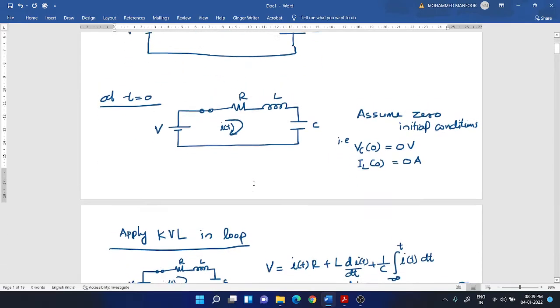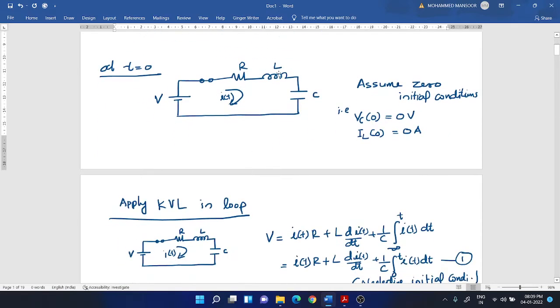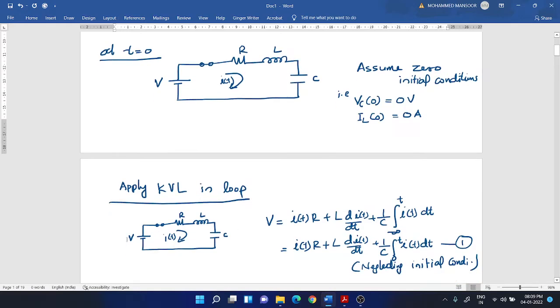Now, how many energy storage elements are there? There are 2 energy storage elements. So the order of the circuit is 2. In order to see that, let's apply KVL over this loop. So the KVL equation becomes V is equal to R into i of t plus L into di by dt plus 1 by C integral minus infinity to t i of t dt.